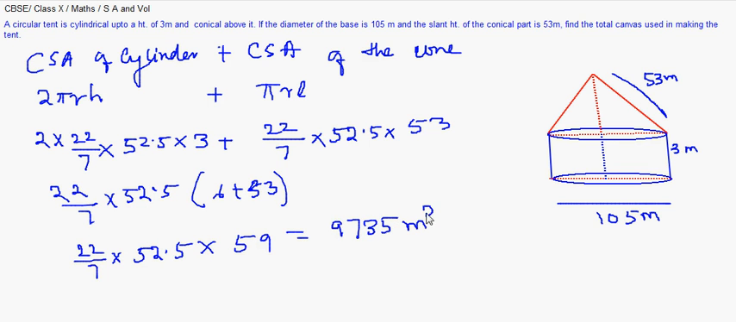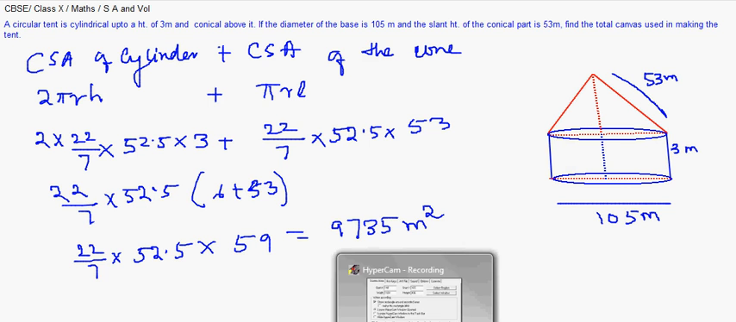9,735 meters square. This many square meters of canvas will be required to make this tent of the shape which combines a cylinder as well as a cone. I hope you got that, you followed it well. Thank you.